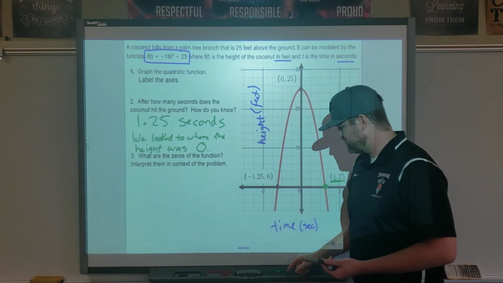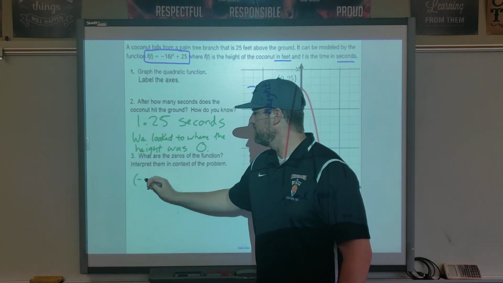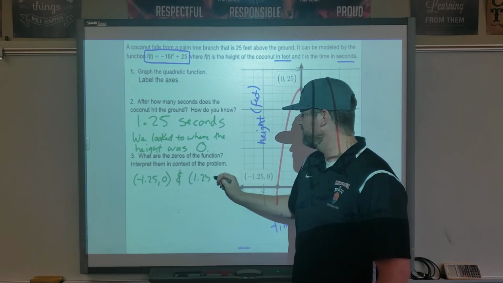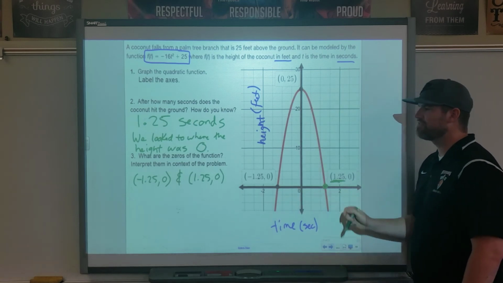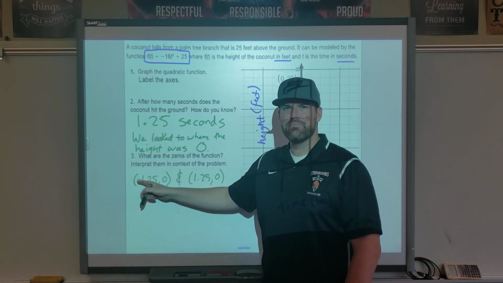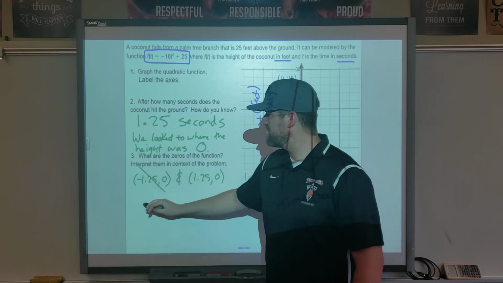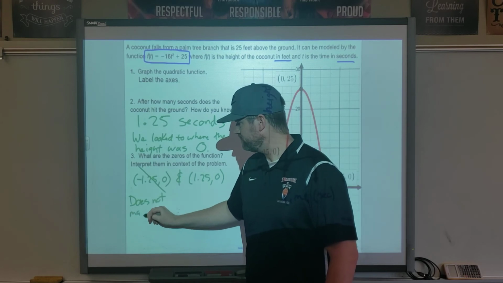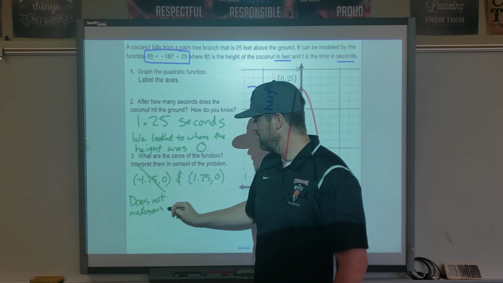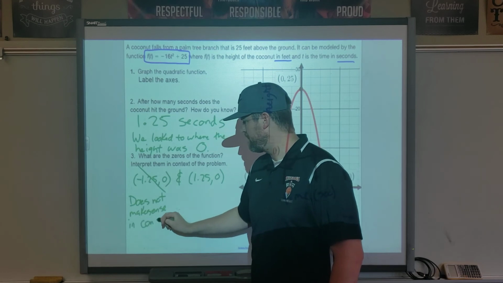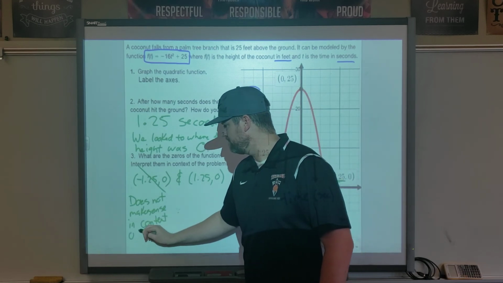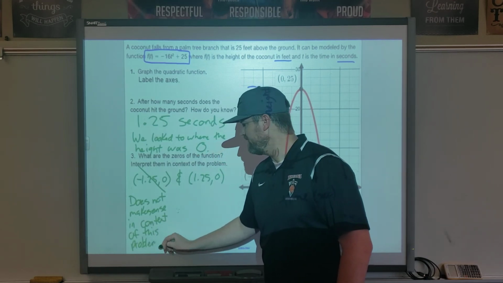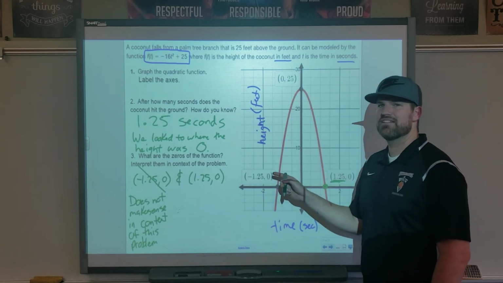The zeros of the function, which is actually what we just talked about, are negative 1.25 and 1.25, right? They are x-intercepts. But we said negative time doesn't make sense. So I'm going to say does not make sense in context of this problem. We can't go back in time. And even if we did go back in time 1.25 seconds, it wasn't on the ground.